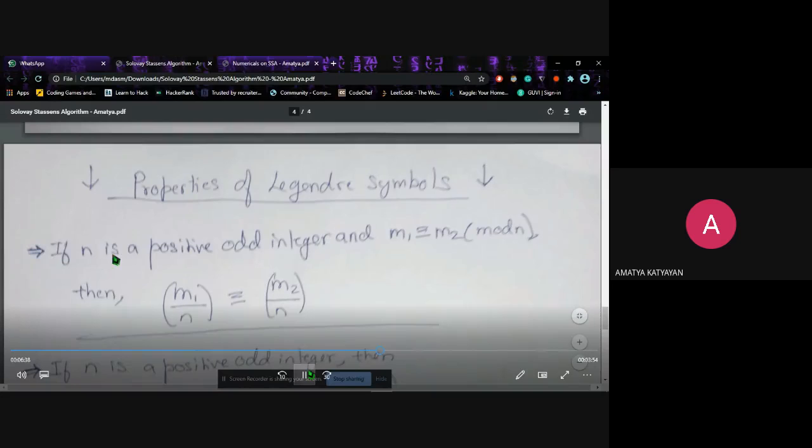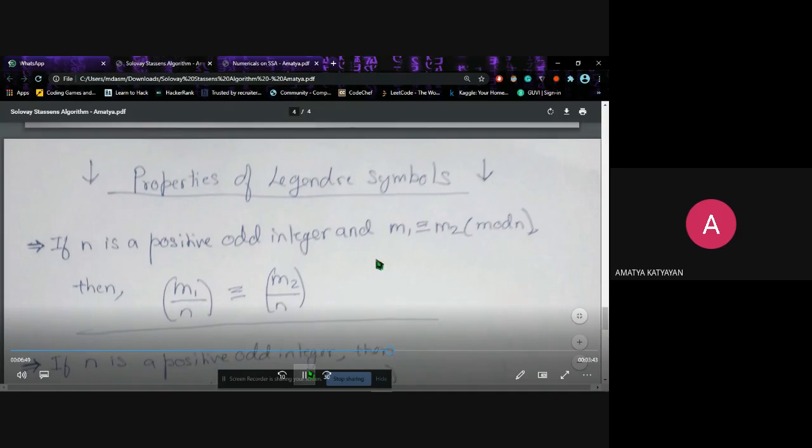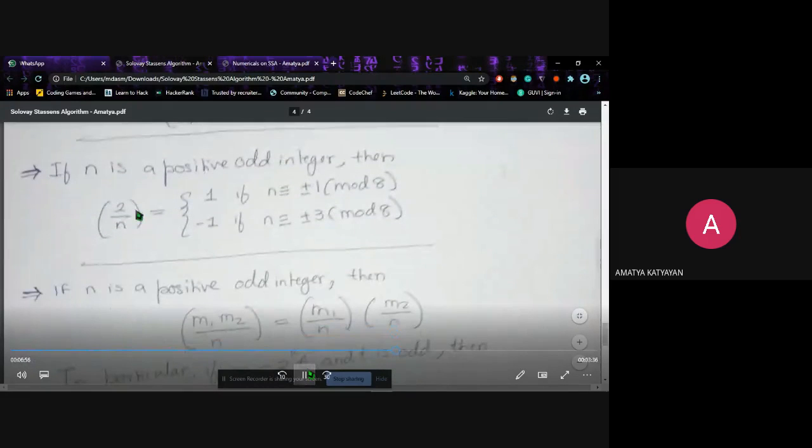So if n is a positive odd integer and m1 is congruent to m2 mod n, then m1 by n is congruent to m2 by n. We do not use this very often, but this is also an important property. Some other important properties that you come across very often are these.